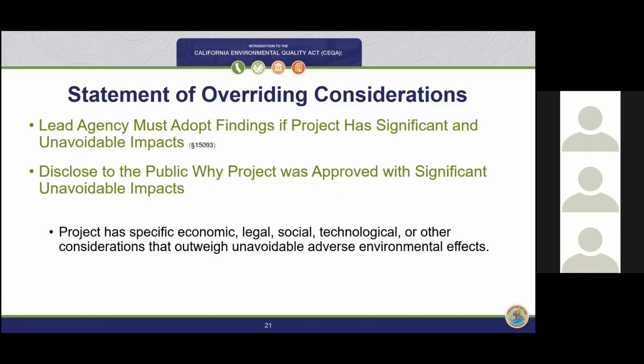And the agency has to disclose that it approved this project, even though there are significant impacts and there may have been potential alternatives that would have reduced the impacts, but the project has specific economic, legal, social, technological, or other considerations that outweigh the unavoidable environmental impacts. And those findings are included not necessarily as part of the EIR, but along with the EIR at the final hearing by the decision-making body.